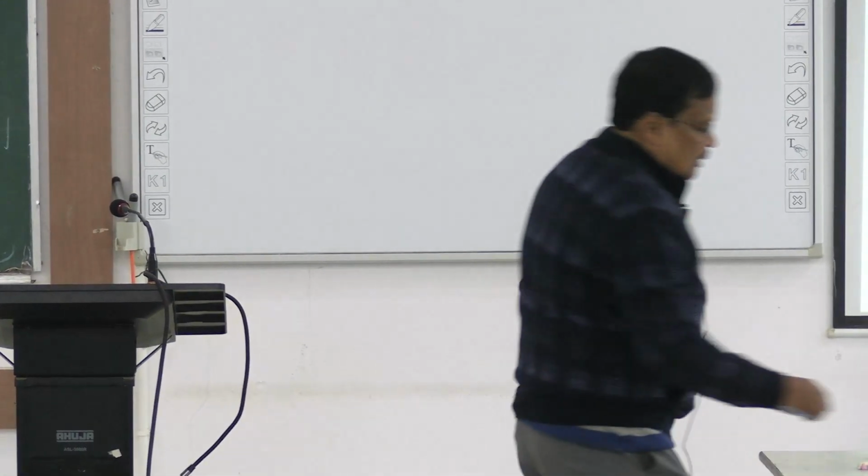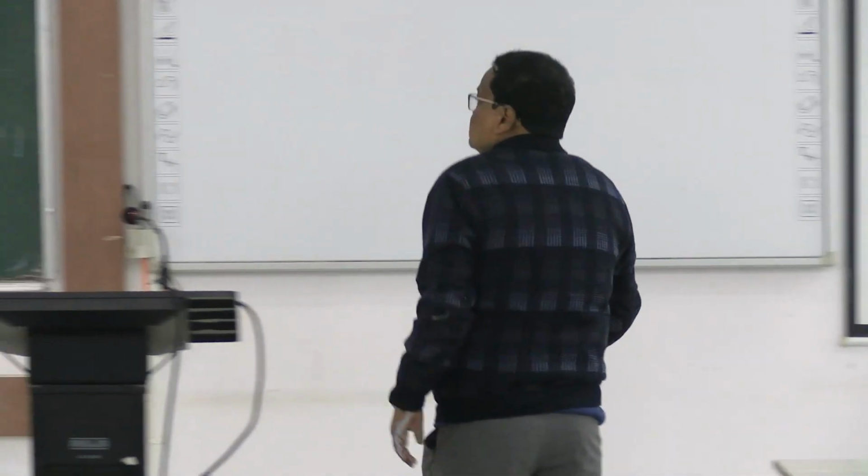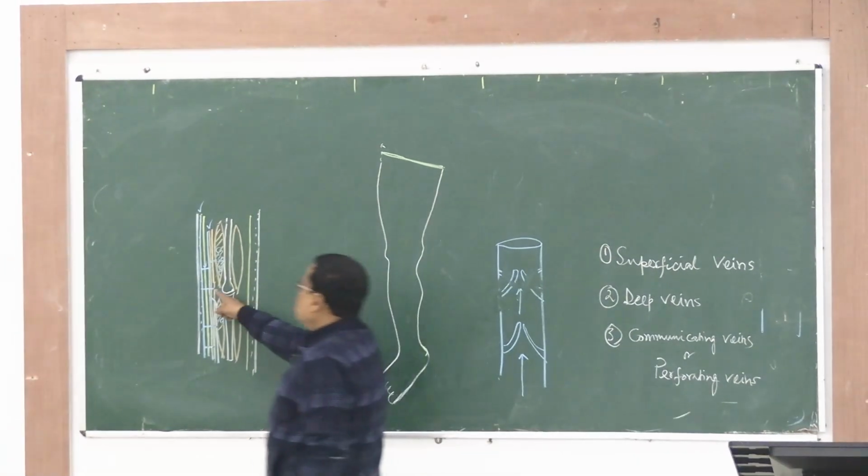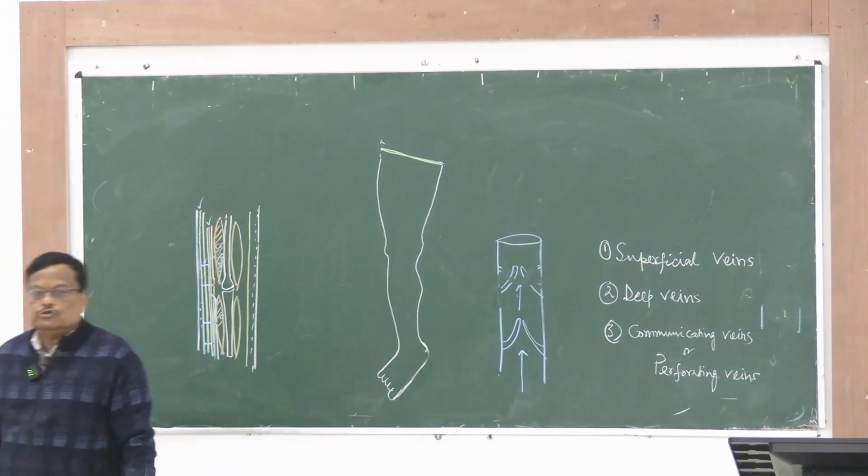All the veins of the inferior extremity have valves, of which the most important are the valves present in the perforating veins, the communicating veins. What is that?